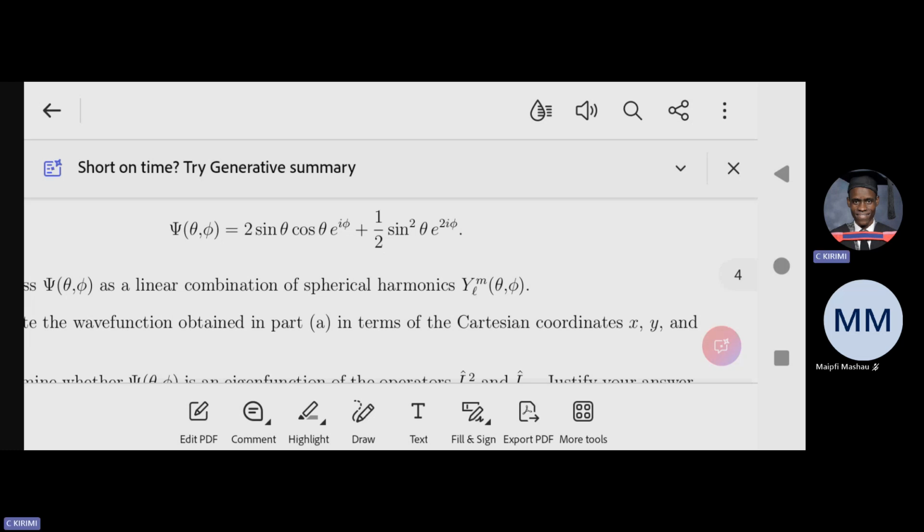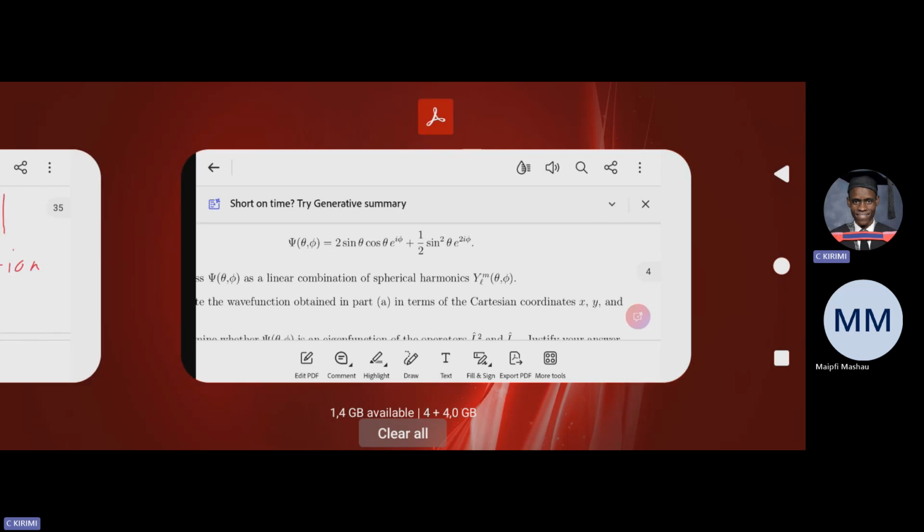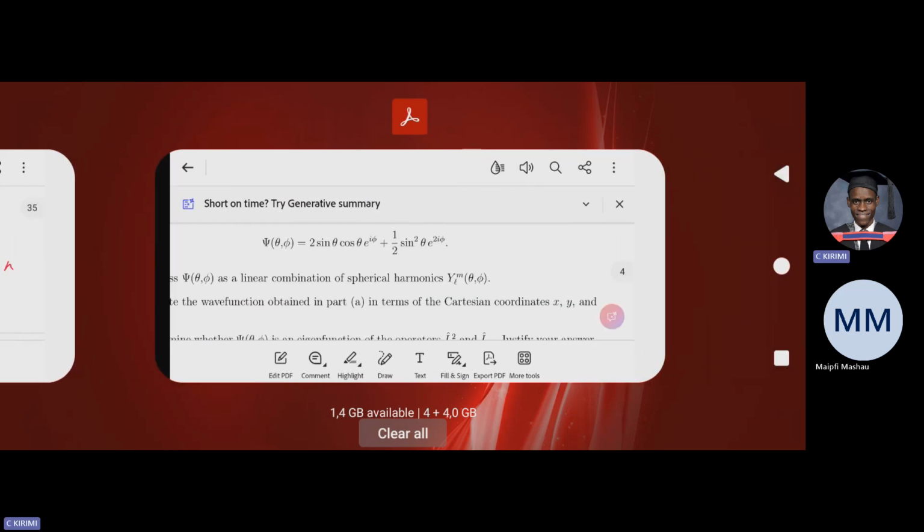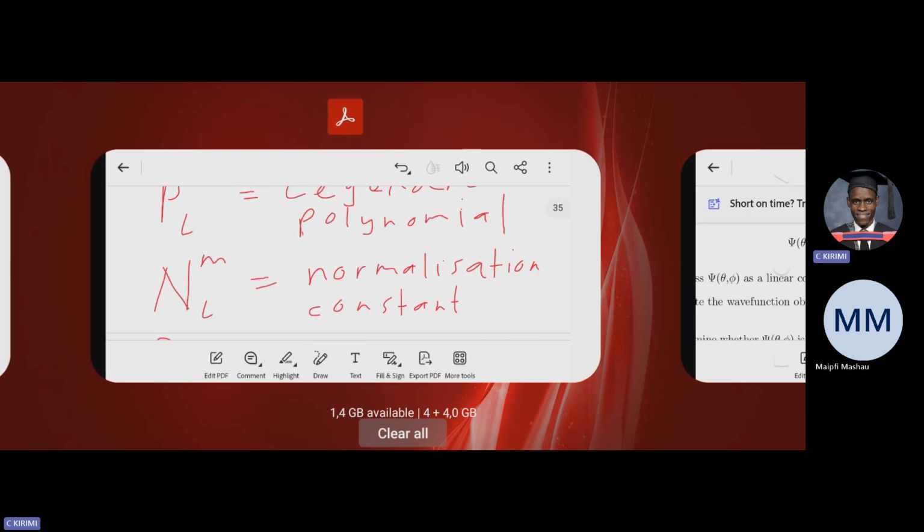So you check, there is a psi there, there's e to the power i phi plus half sine squared e to the power 2i phi. So your question is that M, remember on that equation, it's in terms of psi. So you want to know what will be the biggest number of your M, which you are going to get. So the M value that is going to be the biggest there is M, which is equal to what? To 2.